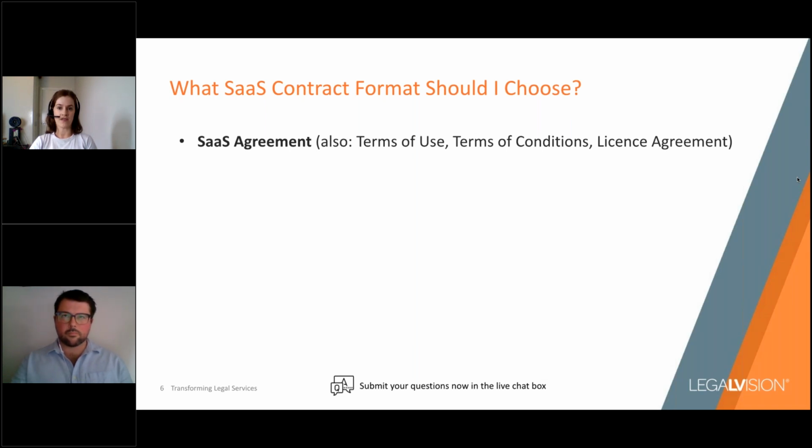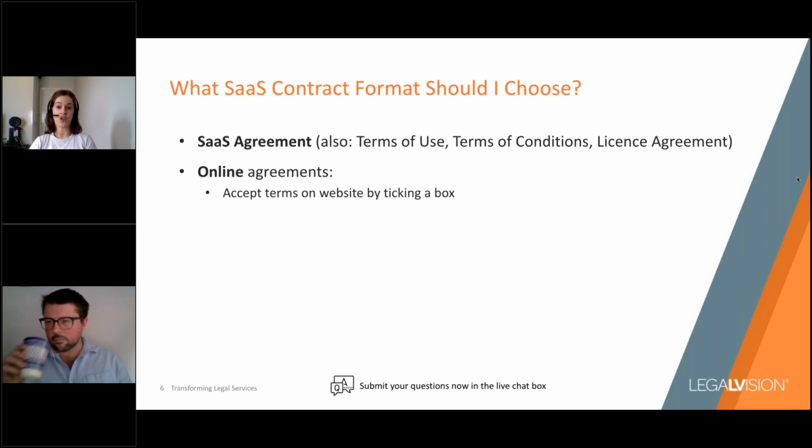And there are different formats of SaaS agreements, and we usually refer to these as online, also known as click wrap, or offline, also known as hard copy. So online or click wrap SaaS agreements are those where you go onto the business's website, you sign up for the product, and the terms and conditions will appear with a checkbox, usually at the time where you're filling out the payment details, and you accept the SaaS contract by ticking a box.